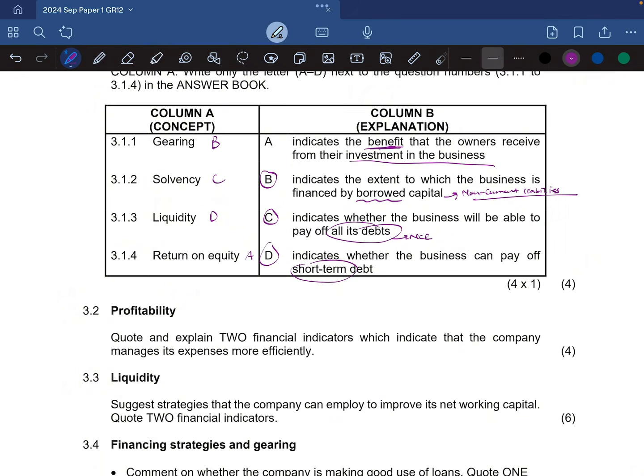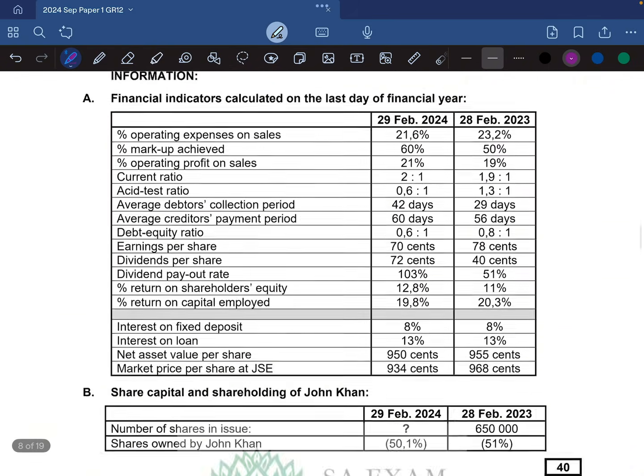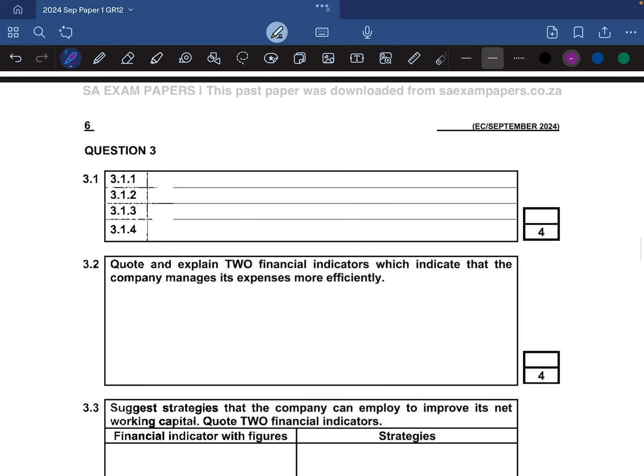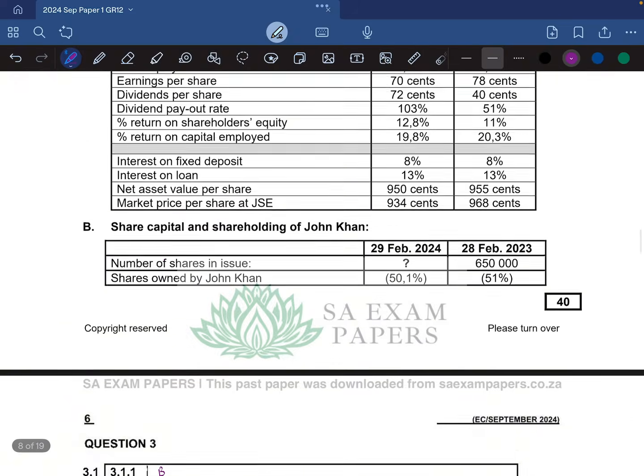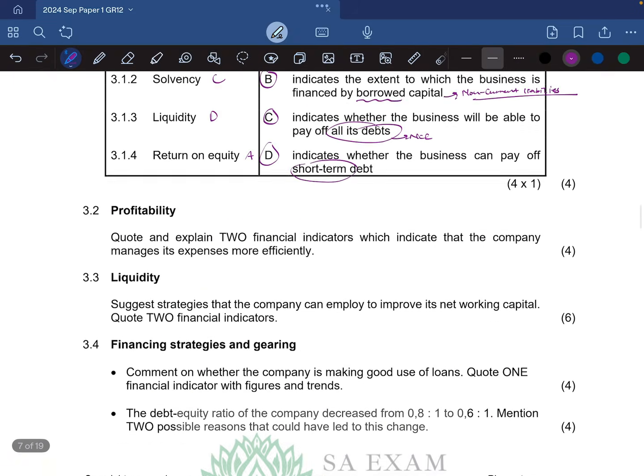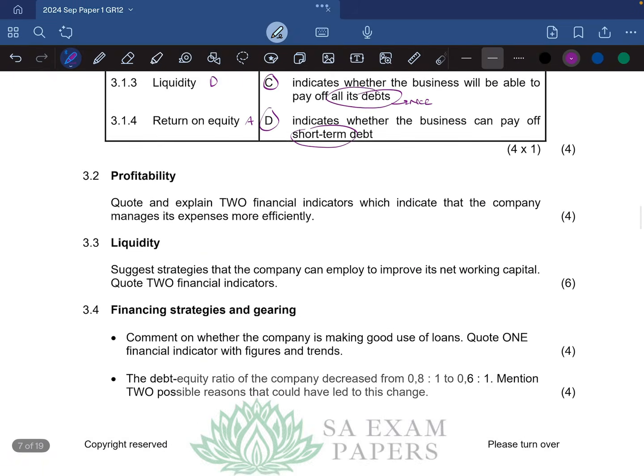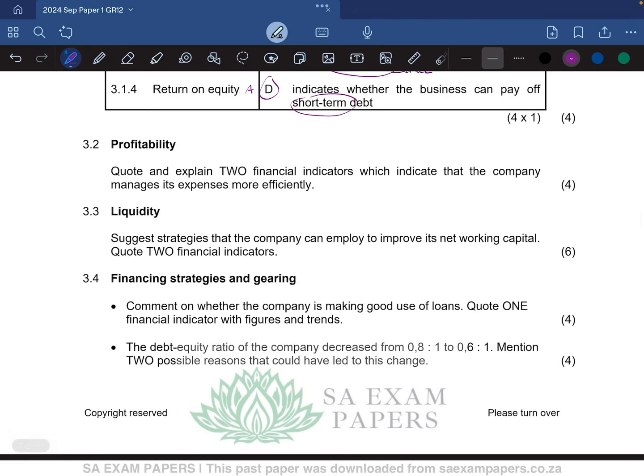Okay, so it's B, C, D, A, and then let's check our answer. So this is B, C, D, A. Okay, that's our answer book. And then 3.2 says profitability. Quote and explain two financial indicators which indicate that the company manages its expenses more efficiently.